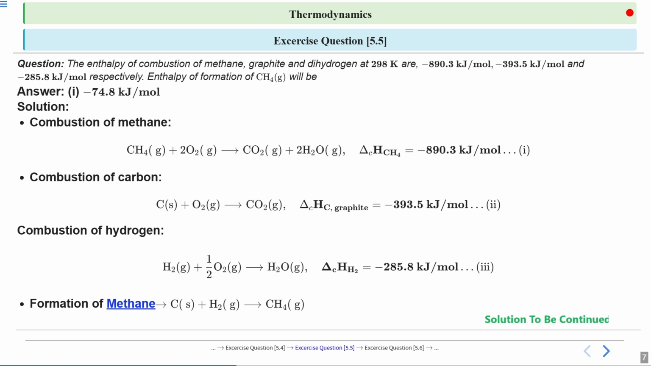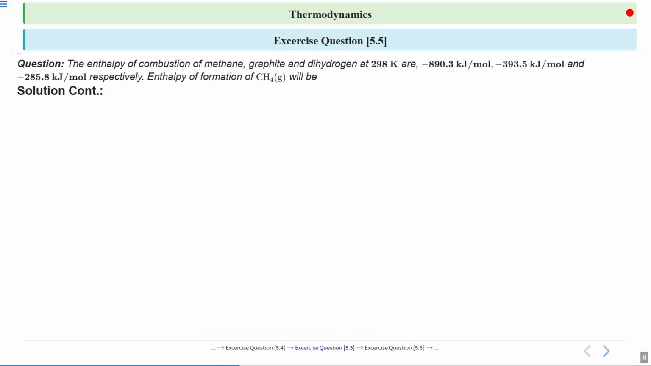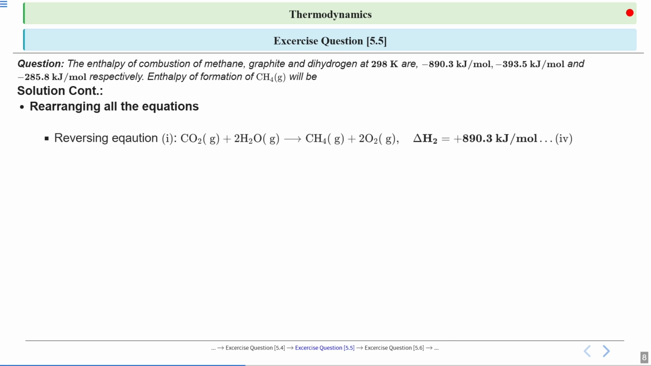Okay, so I have given a hint also that for methane you need it on the right hand side. So we will reverse the equation number 1. If you continue with that situation, then we would rearrange the equation, and the first thing that we will do is reversing the equation 1, as I said in the previous part.